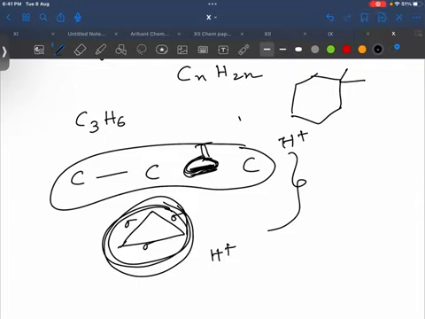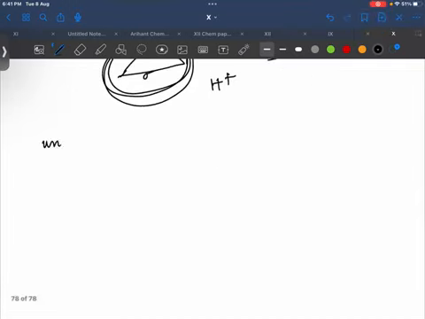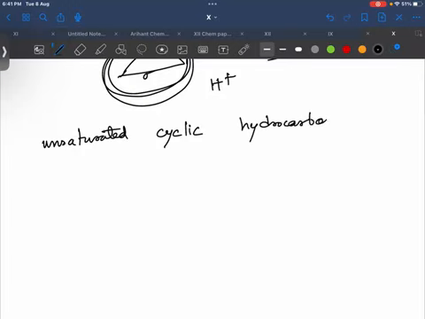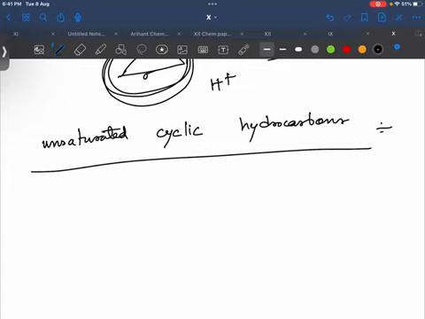Okay, so now let's talk about unsaturated cyclic hydrocarbons. Unsaturated means it will have either a double bond or a triple bond. The most important and most famous example is benzene. Look, benzene is a cyclic ring of 6 carbons with alternate double, single, double, single, double, single bonds.